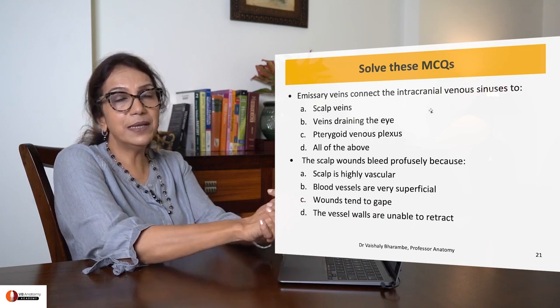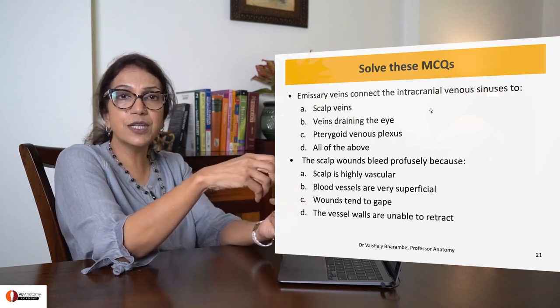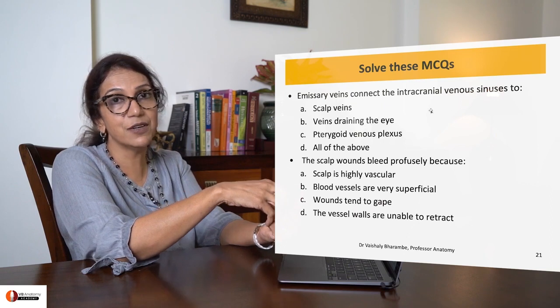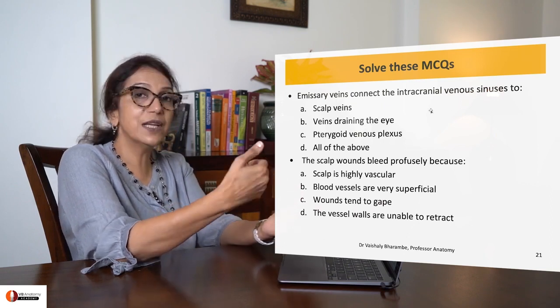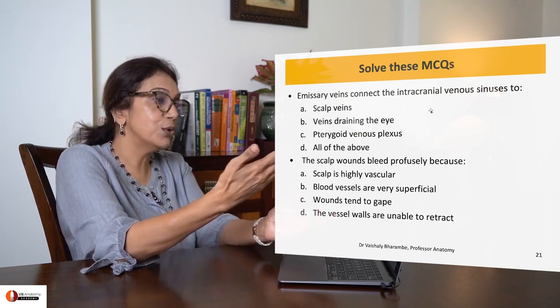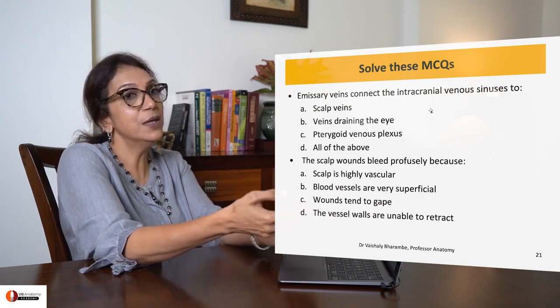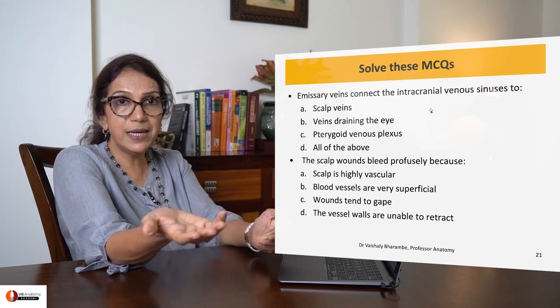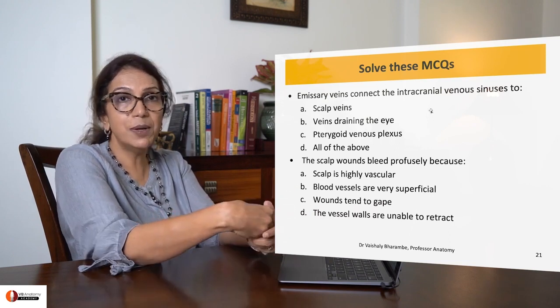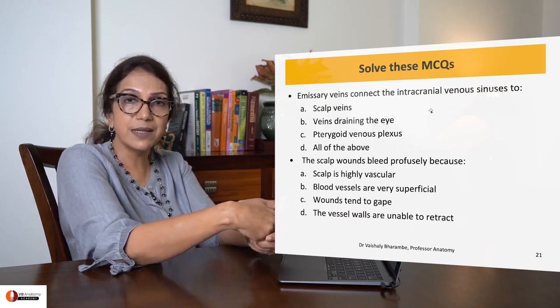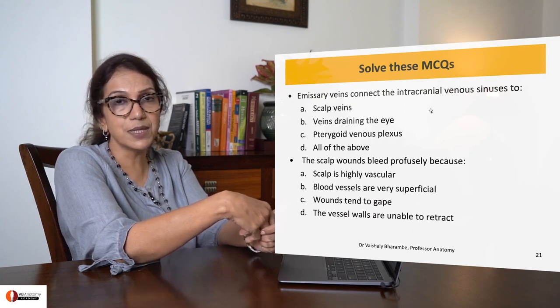With this, we've completed the arterial supply, venous drainage, nerve supply and lymphatic drainage of scalp. Let's see if we can solve these MCQs. I want you to attend to all these MCQs. If you are unable to attempt some of them, please give me a call or write it in the comment section. I'll do my best to ensure that you get the answers or help you to solve the MCQs.